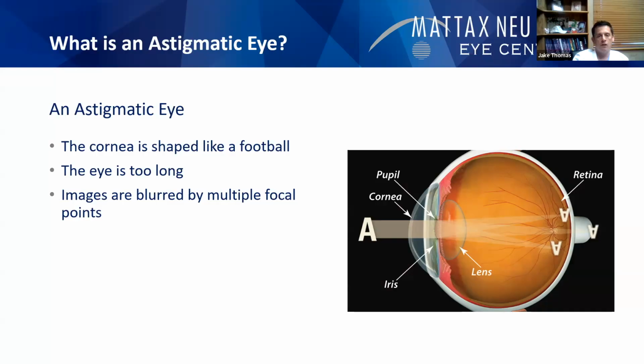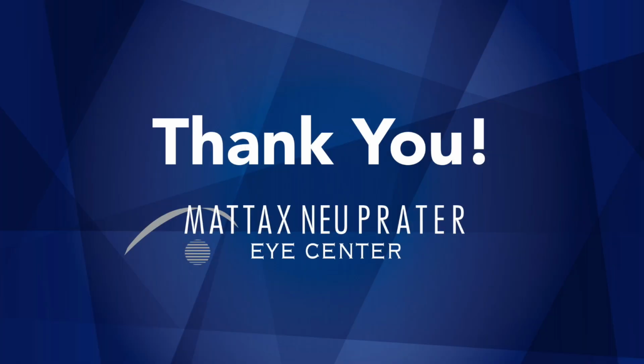And then astigmatism is another common problem where the cornea is shaped like a football, where it is longer in one direction than another. It can also happen if the eye is too long. And this leads to multiple focal points on the retina, which creates a unclear and indistinct image.